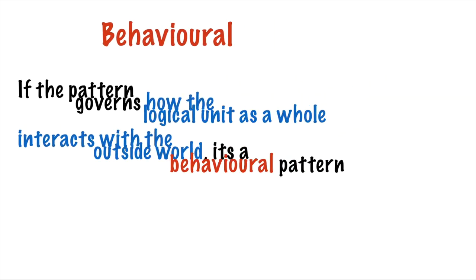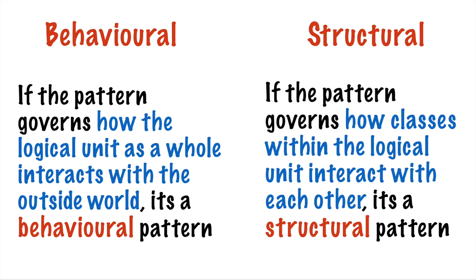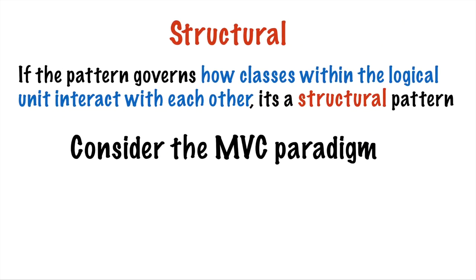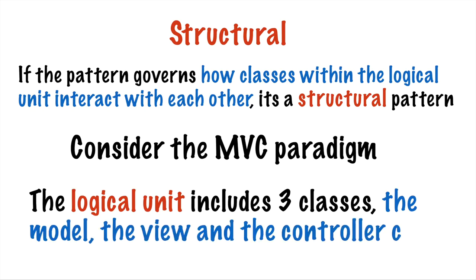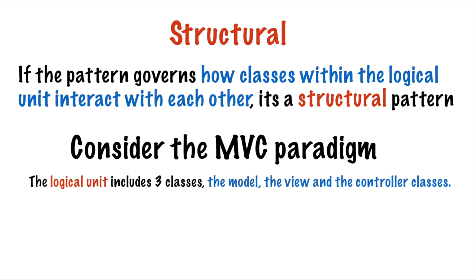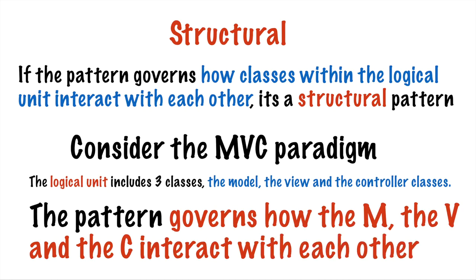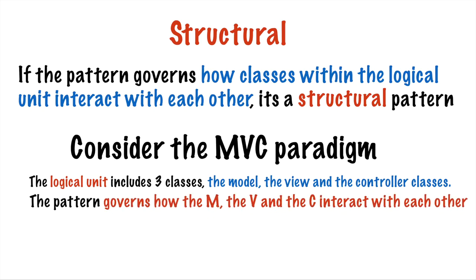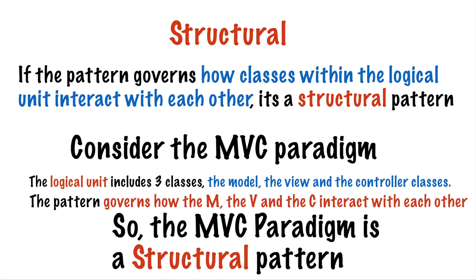Now let's by contrast consider a different design pattern, which is the model view controller paradigm. Here, the logical unit, which is defined by the pattern or the paradigm, consists of three classes: the model, the view, and the controller. And the paradigm or the pattern governs how the model, the view, and the controller interact with each other. In a sense, what the design pattern defines is the structure of the logical unit. And that's why the MVC paradigm is referred to as a structural pattern.